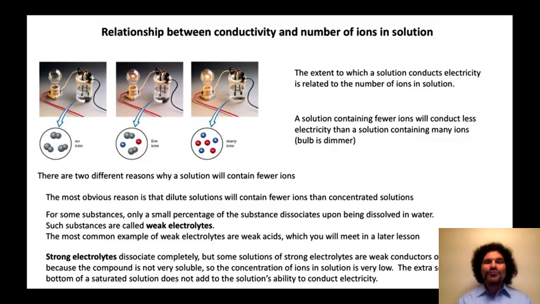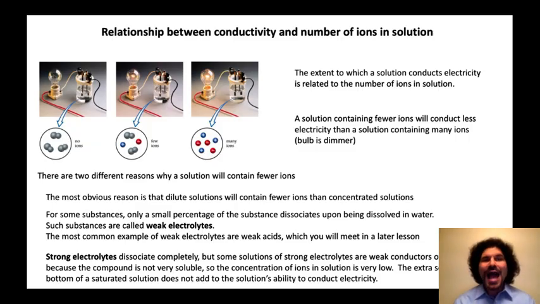Okay, so if weak electrolytes do not dissociate completely, strong electrolytes do dissociate completely. But some solutions of strong electrolytes are still going to light that light bulb dimly, be weak conductors of electricity, because in those cases, the compound may not be very soluble. And if a compound is not very soluble in water, the concentration of ions in solution will be very low, no matter how much of the substance you attempt to put into your beaker.